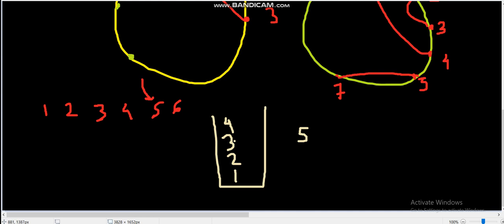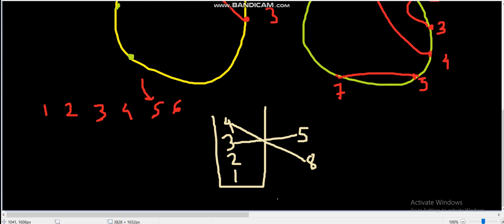Why? Because let's say 3 is the left point of 5. Then any point connecting to 4 will cause an intersection. For example, if 4 is connected to 8, then 3 to 5 and 4 to 8 will cause one intersection. So we move in the clockwise direction, in increasing order of points. If a point is the left point of a chord, we put it into the stack. If it is the right point of a chord, we look at the top element of the stack. If it is the left point of that chord, we pop it. If not, we mark the intersection as true and break from the loop.